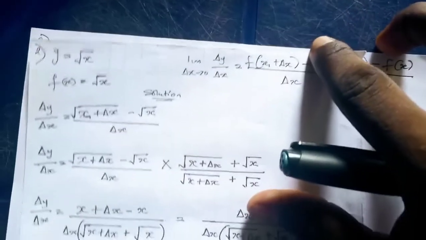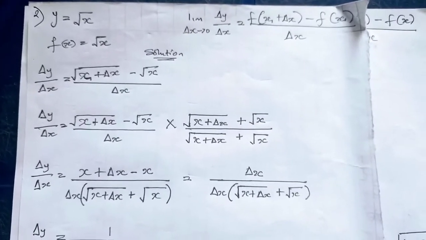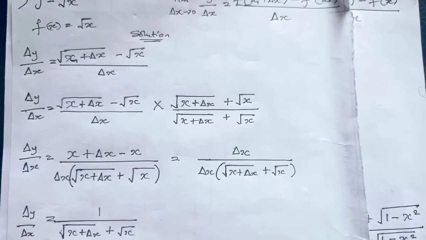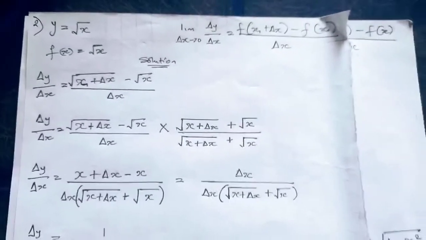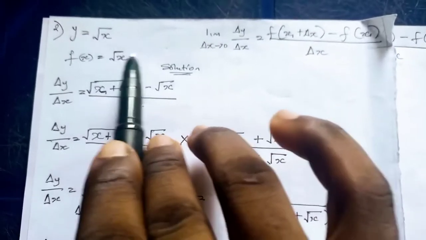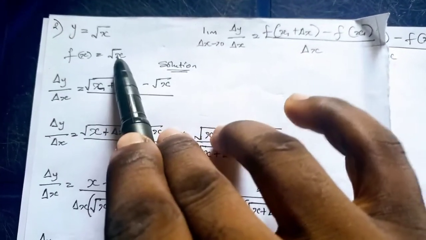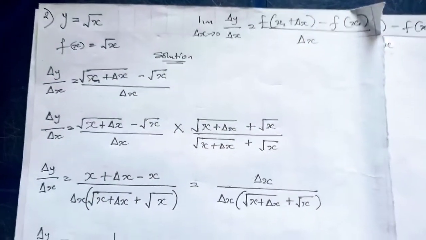Now we can see that from this particular example, I have that my y is equal to the square root of x. Now, recall also that my f of x is equal to y, since y is the function of x and it is this particular quantity here.